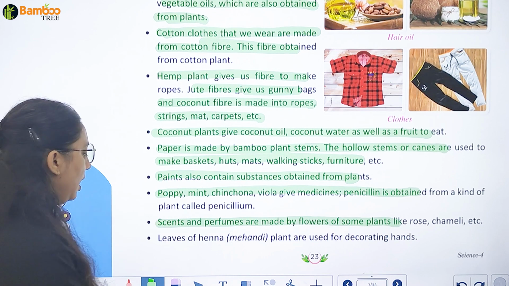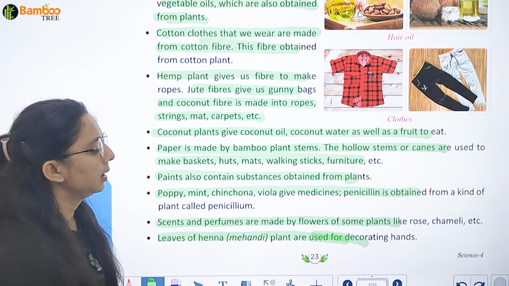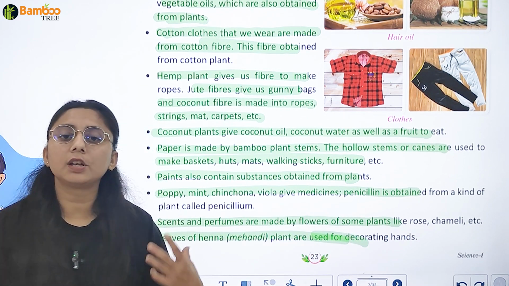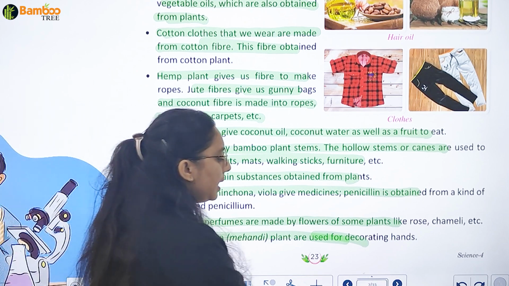Rose से, चमेली से, leaves of हीना, मेहंदी. इधर ना हम decorating our hands, लोग सर पे लगाते हैं. अलग अलग इसके use.